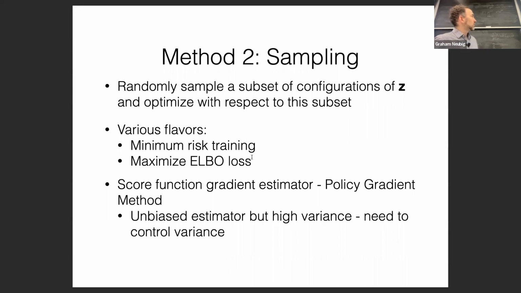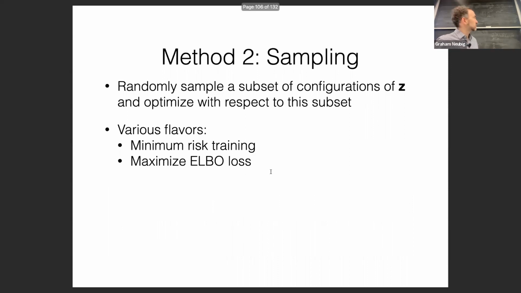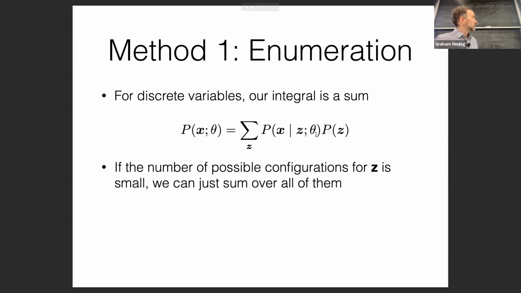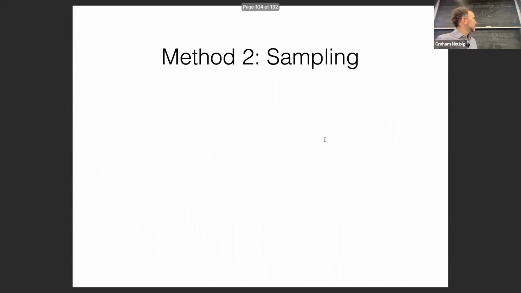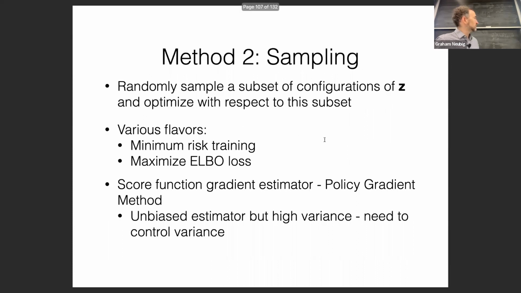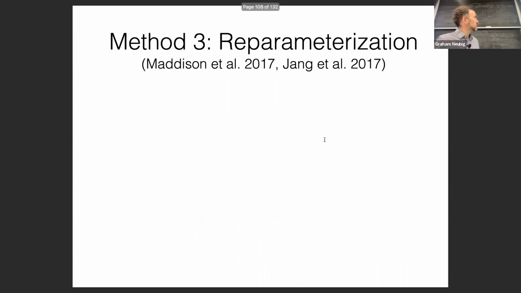Another thing that we could do, although it gives you a biased estimator, is just sample them and then pretend like those are the only variables that exist, and just sum and maximize this value here. So there's a lot of different ways that you could do this as well. We can refer to the previous class.